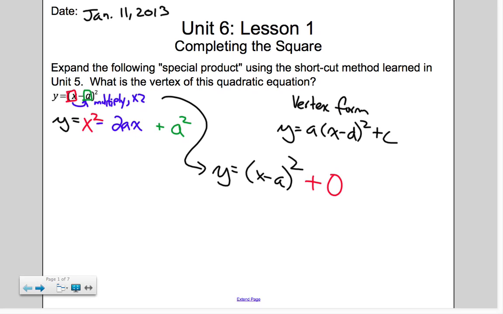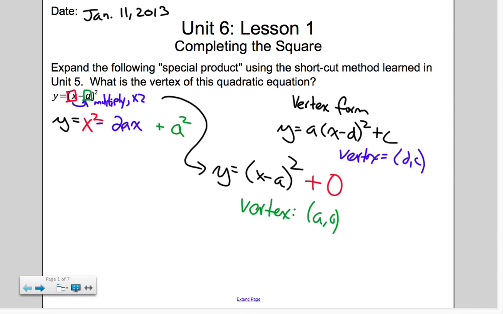Now, when I write the equation like that, what's the vertex? Well, what's the vertex in vertex form? What's the vertex here? D and C. D comma C? Right? So the real vertex is D comma C? So what's the vertex here? A comma 0. A comma 0. Right? The y-coordinate of the vertex is 0. It's sitting on the x-axis. Right? So that's our vertex, A comma 0.